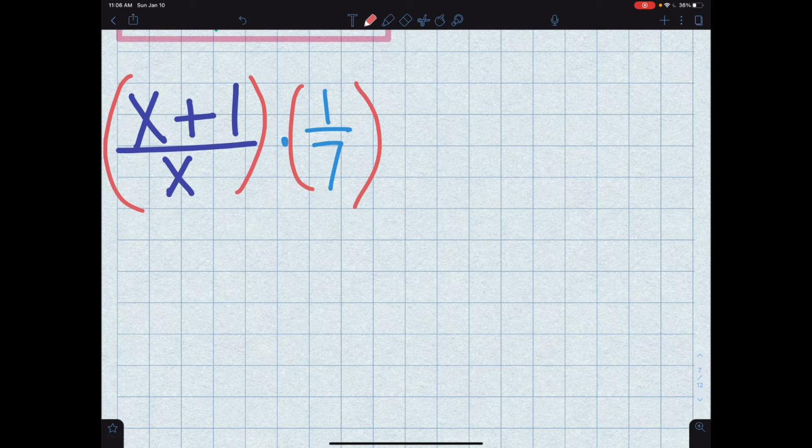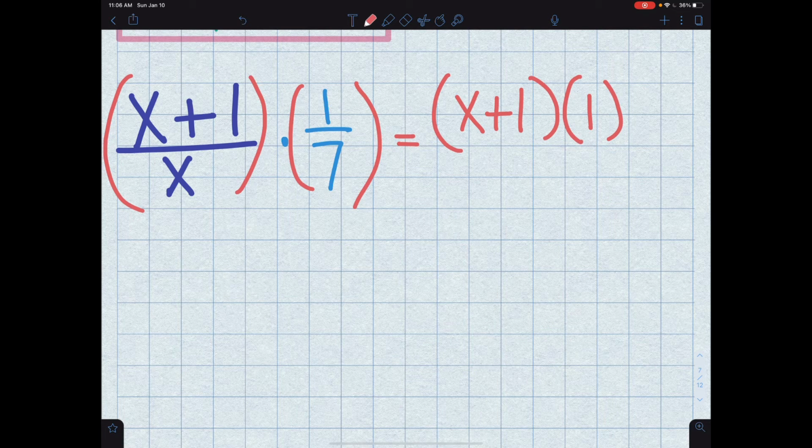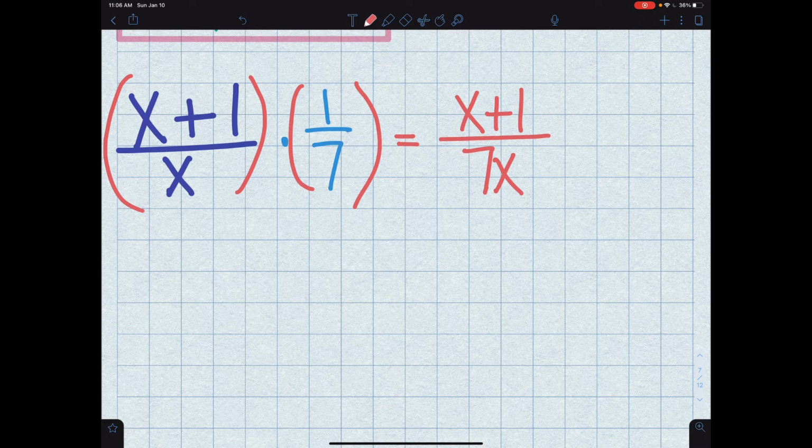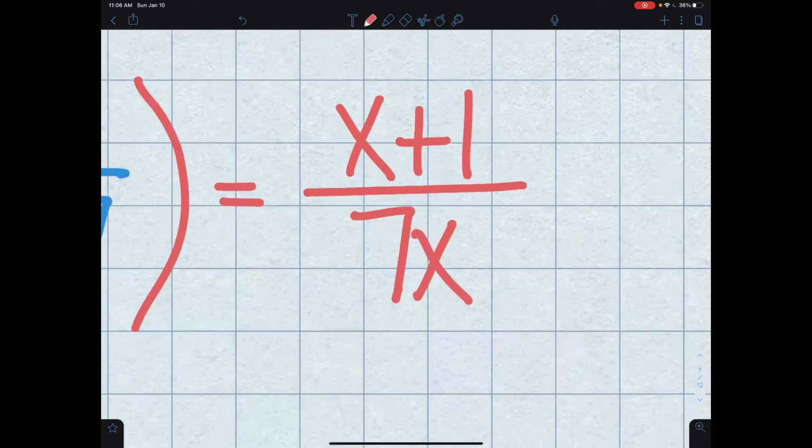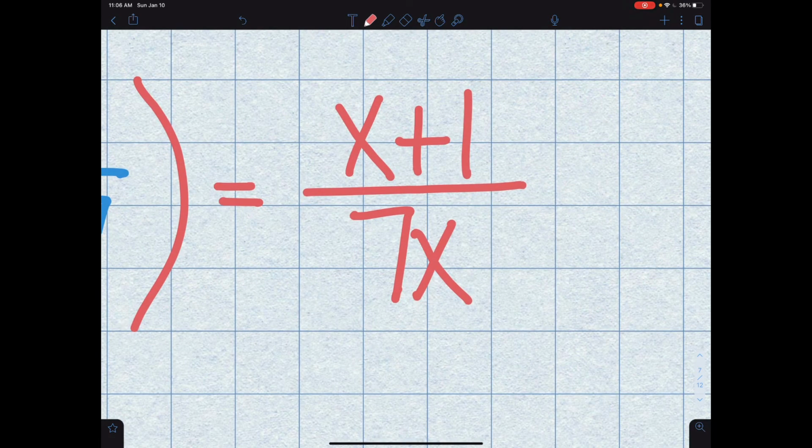Easy. When you multiply fractions, you just multiply the numerator straight across. So x plus 1, and I could be technical and do this, but obviously I don't need to do that because you're just multiplying it by 1. So it's just x plus 1 on top, and then on the bottom is going to be 7x. Let's make sure that I got it right. Yes, I did. That's the same as what they got in the book. So that's the answer, x plus 1 over 7x.